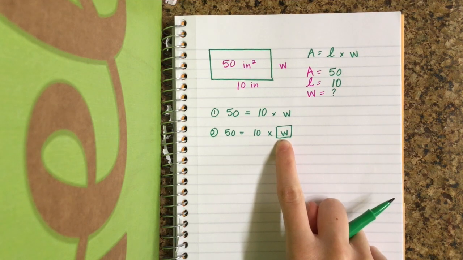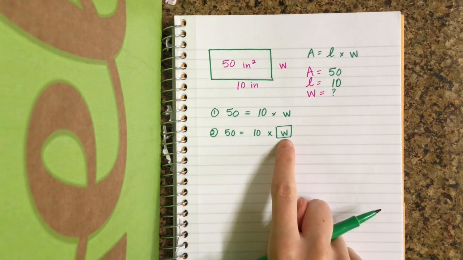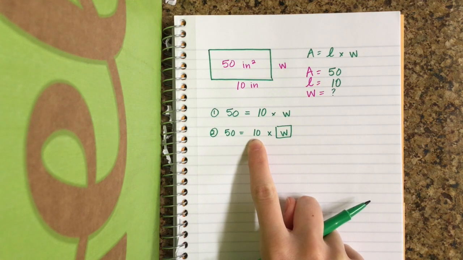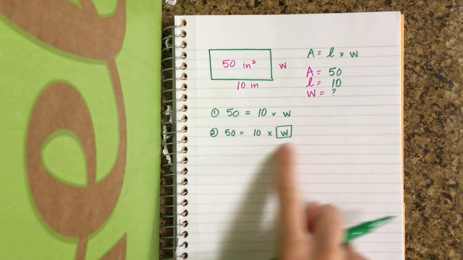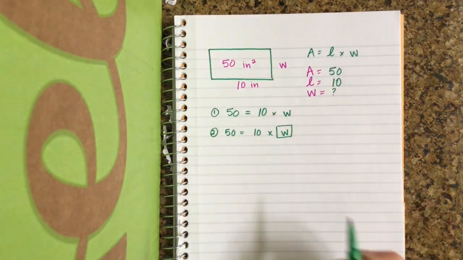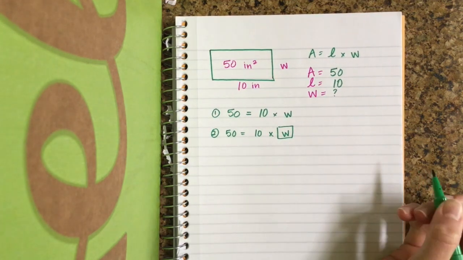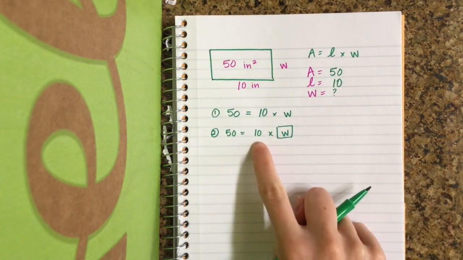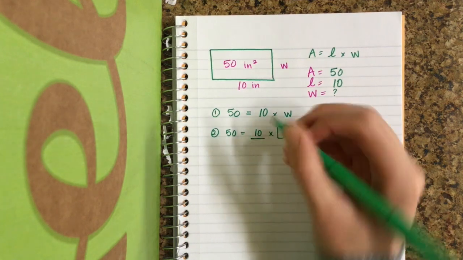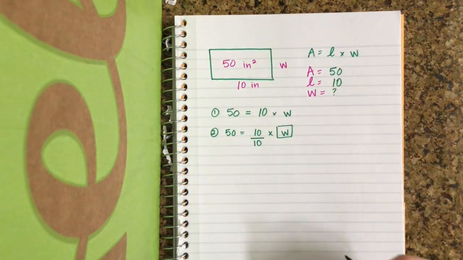So if we remember back to solving these, we have to isolate W, we have to do the opposite operation of any number that is on this side of the equal sign. So right now we are multiplying by 10. So in order to get rid of 10 on this side, we have to divide by 10. But what we do on one side, we have to do to the other.